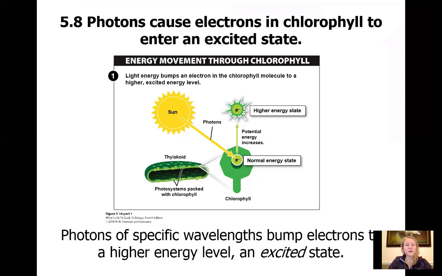So it's all about exciting the electrons, that energy that gets those electrons excited so they do something, right? They want to spread their energy. Just kind of like if you got exciting news and you want to tell everybody, that's kind of what this is like.